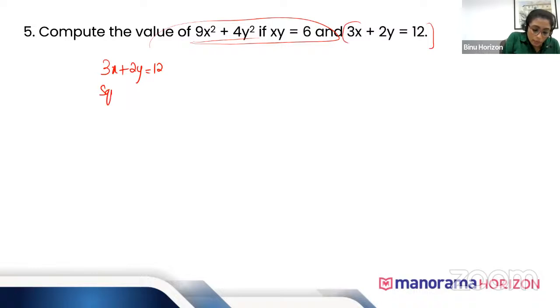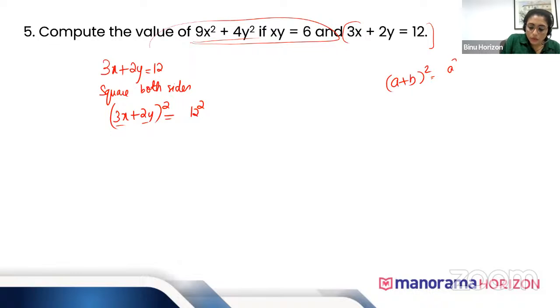Now if you square both sides, what you will get is 3x plus 2y the whole square is equal to 12 square. I told you, if you are doing the squaring on one side, that should be done on the other side also. Now, this is of the form a plus b the whole square, that is a square plus b square plus 2ab. So 9x square plus b square, that is 2y. Your a is 3x, and your b is nothing but 2y.